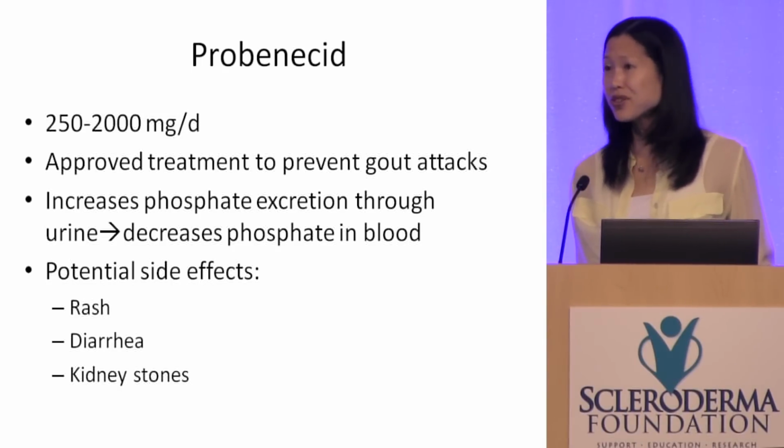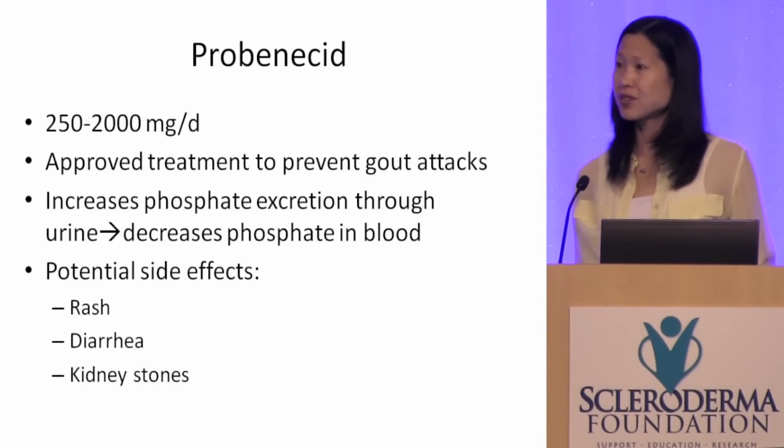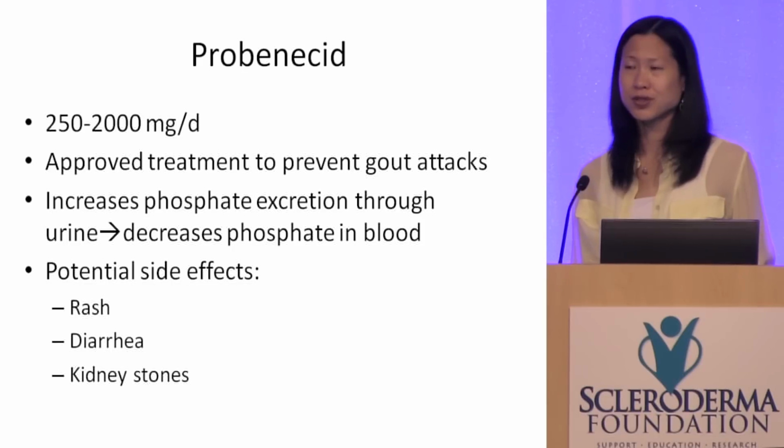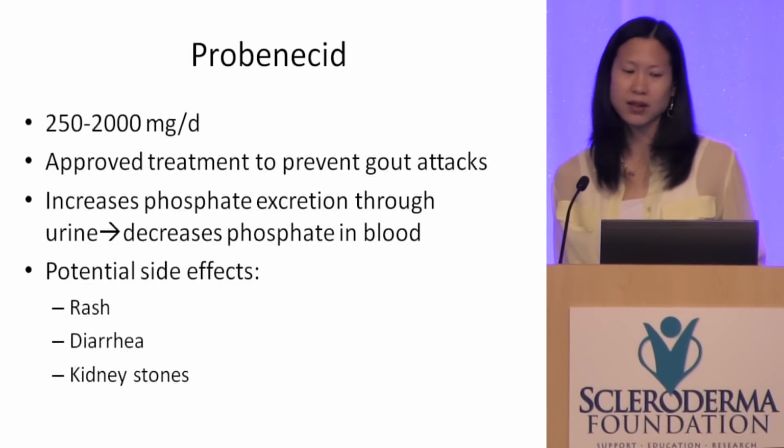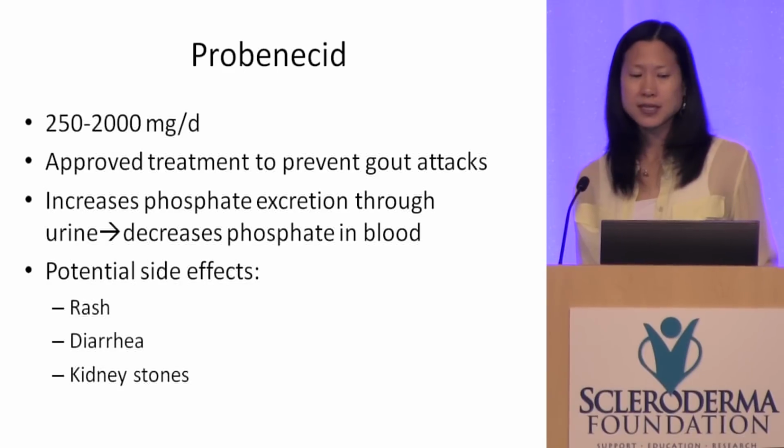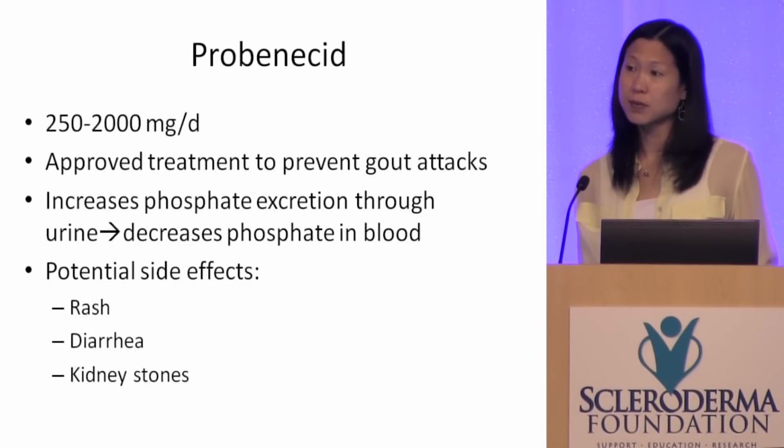Probenecid is actually another drug used for the treatment of gout. The thought is, okay, treatment of crystal disease, maybe this can affect calcinosis as well. Probenecid is dosed at 250 to 2,000 milligrams a day. And it's thought to work in calcinosis by increasing phosphate excretion through the urine.